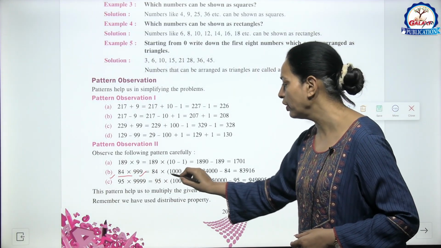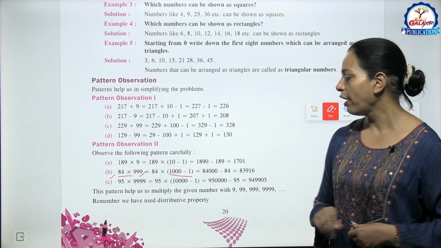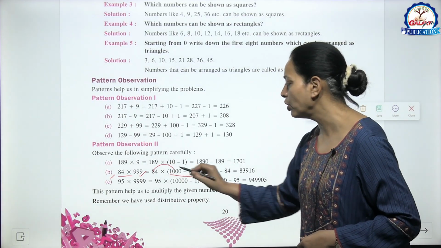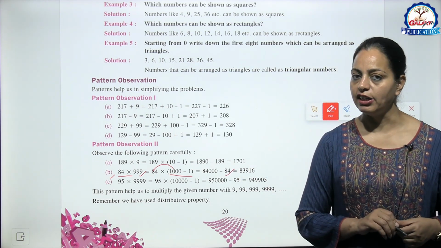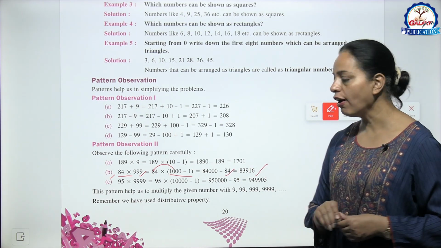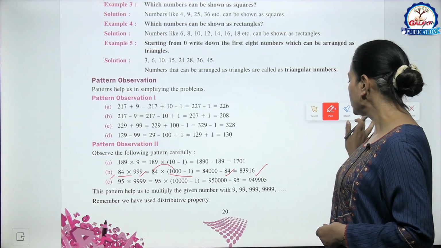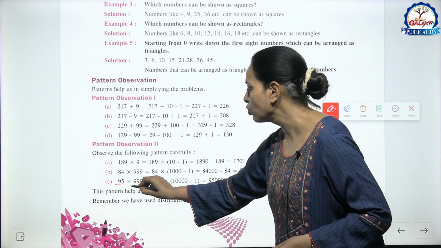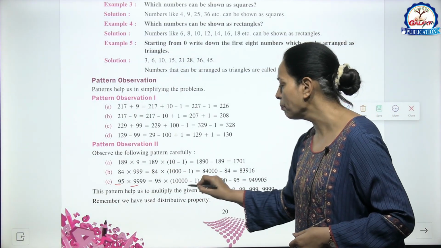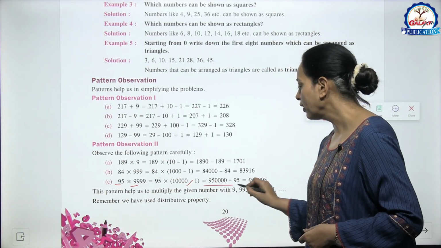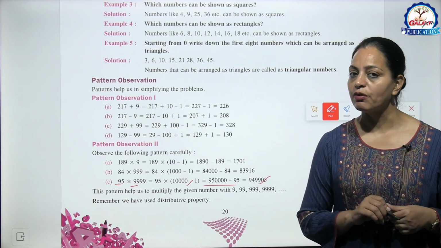999 we will change to 1000 minus 1. Now open the brackets, 84 into 1000 minus 84 into 1. That is 84. So this is the value, right? Now C part, 95 into 9999. Change it, 10000 minus 1. Multiply, you will get this value.